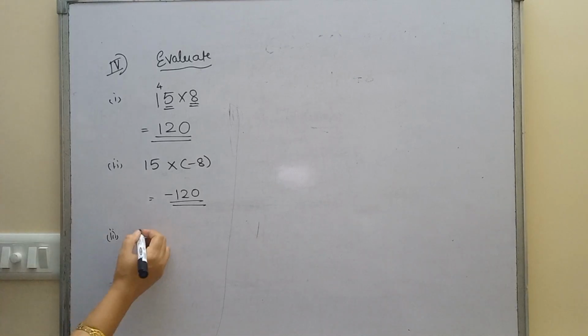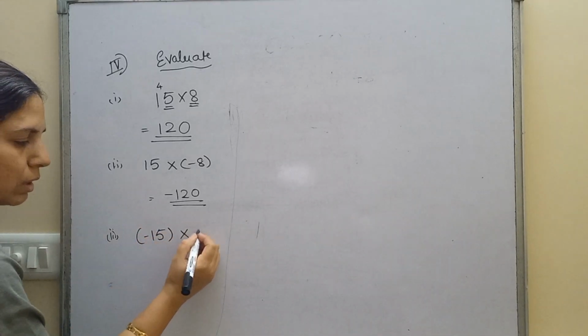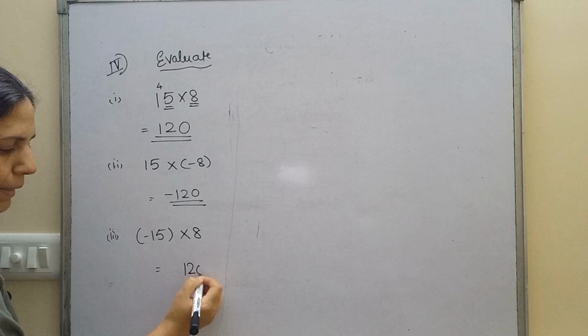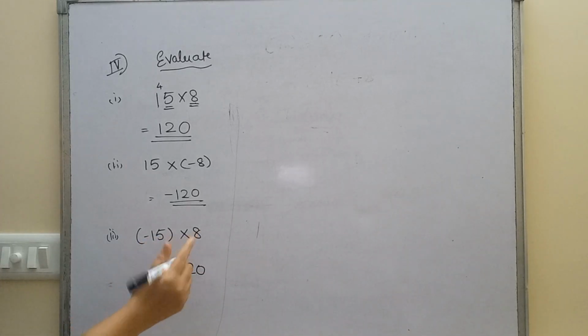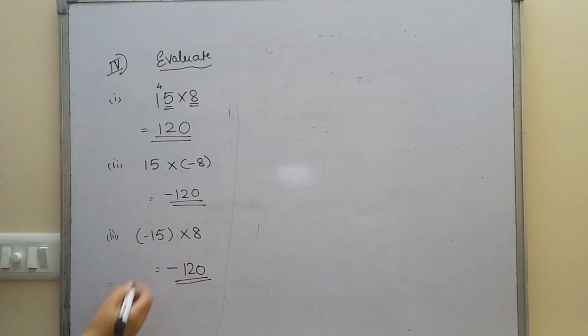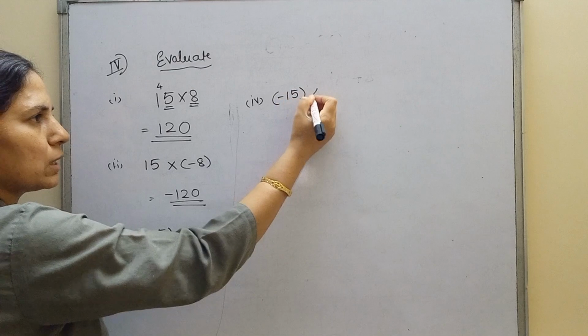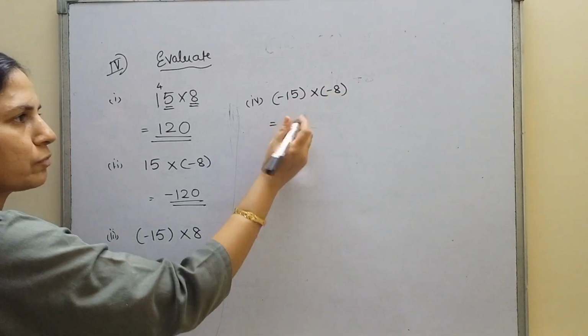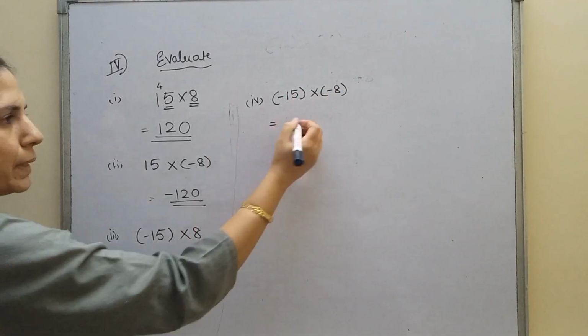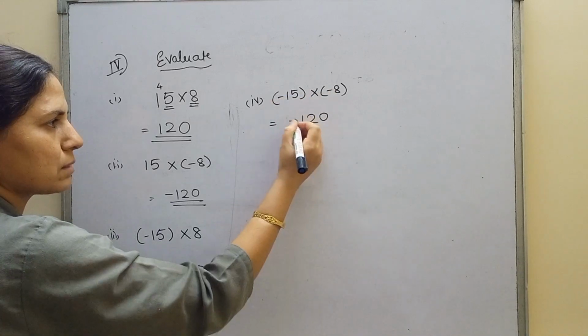Next is minus 15 into 8. Again 15 eights are 120. Minus into plus, minus. Next one is, what if both the numbers are negative? I think here both the numbers are in minus. If minus 15 into minus 8, what is 15 eights? 120. Minus minus plus.